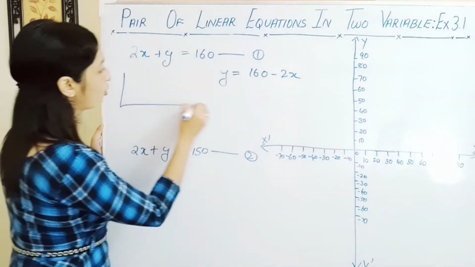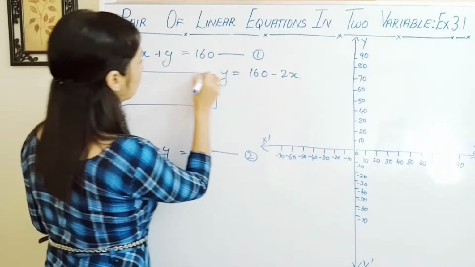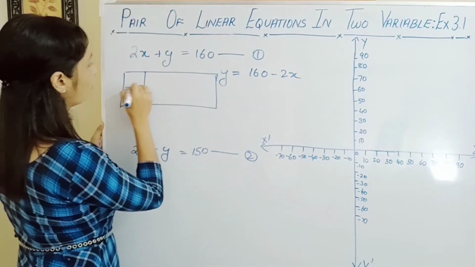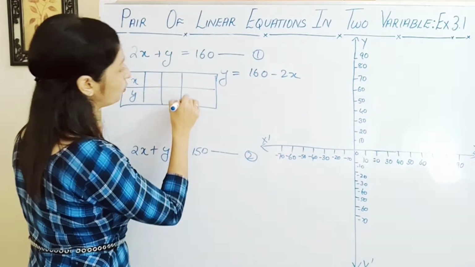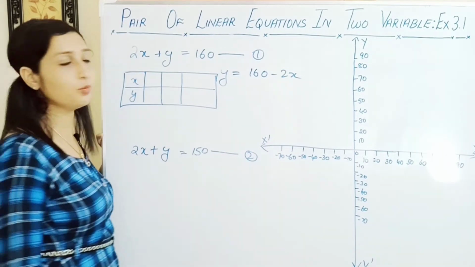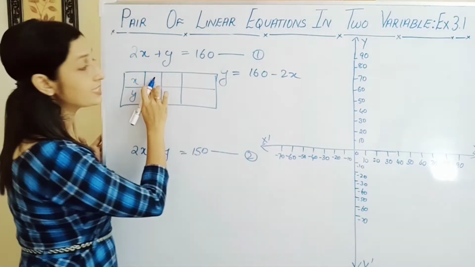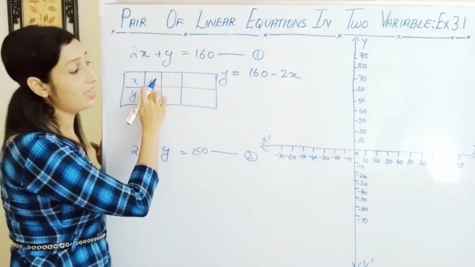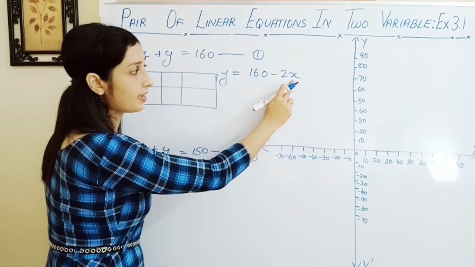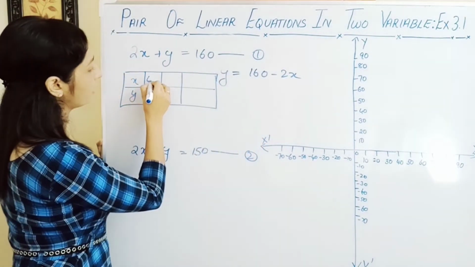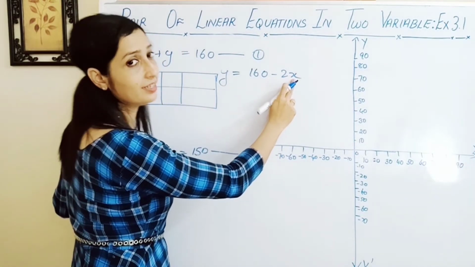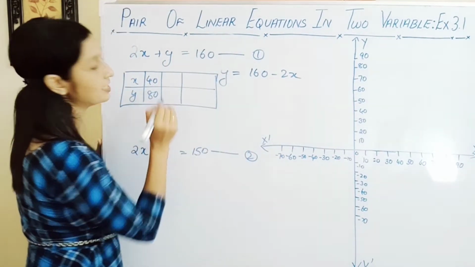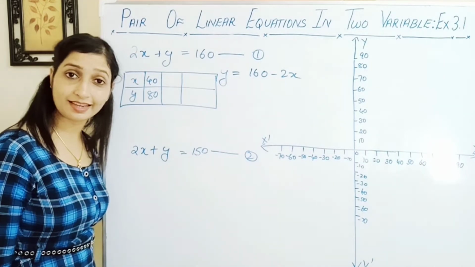So now let us draw our solution set box. Then we write x, y in 2 different columns, and we find out at least 3 values. So first, let's substitute a value of x. Let x is equal to, say, 40. So what do I get when x is equal to 40? 160 minus 80. So that becomes 80.